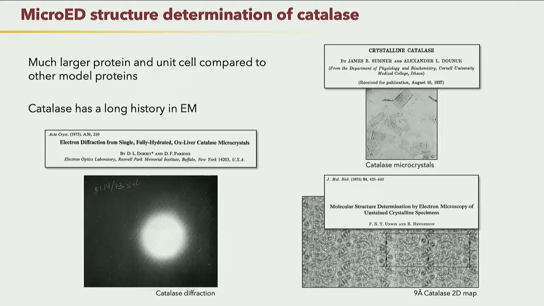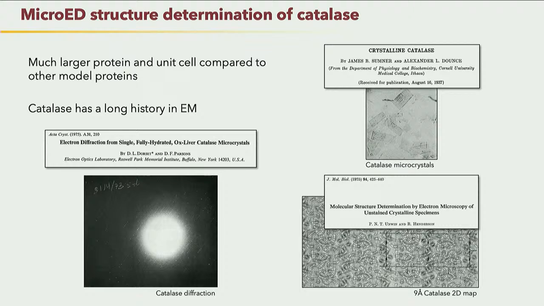Yeah, so sorry, catalase: in the 30s, they found these little thin plate-like catalase crystals, very thin. And then in the 70s, people actually were trying to collect electron diffraction data from these same crystals. Both Dorset and Parsons were looking at how you can hydrate proteins and keep them in the microscope. And then you notice here's Unwin and Henderson. Richard Henderson won the Nobel Prize for single particle. He's working with 2D crystals. They also were trying to do this.